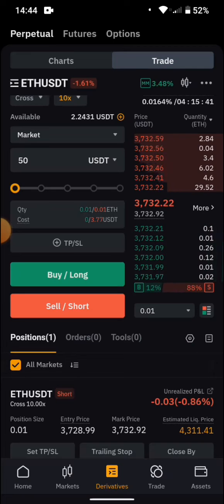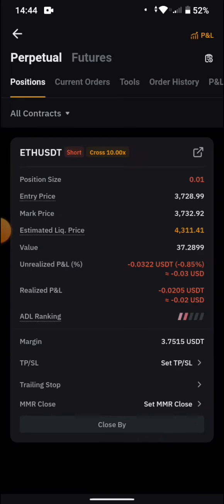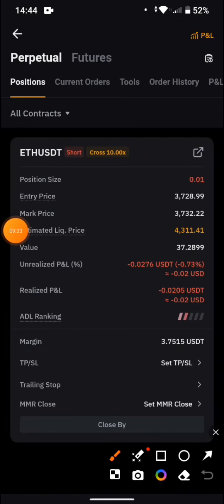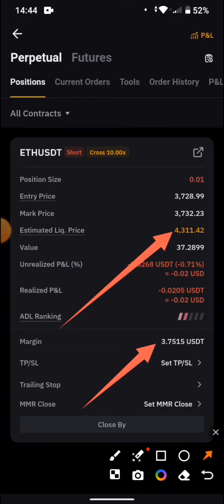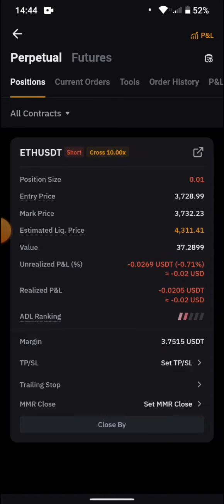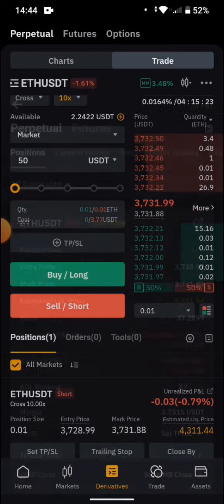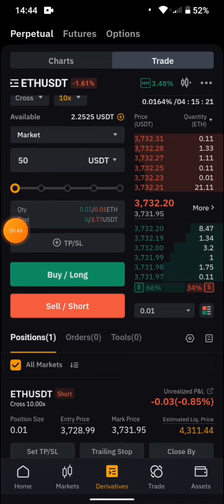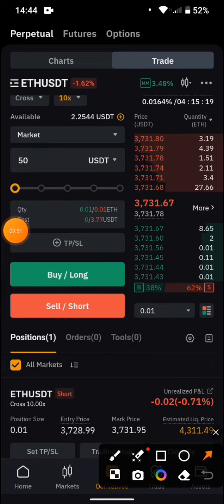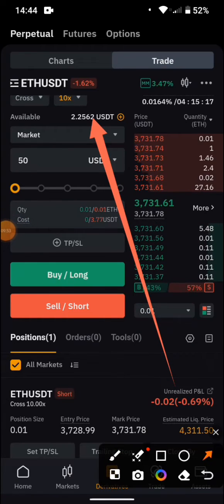Your margin, you are going to lose what? Your entire account. If you tap, you are going to see this is our margin. Now what is going to happen if the price continues to move to the upside and reaches 4,311? You are going to lose this margin and you are going to lose all the money remaining in your account, including this balance. You are going to lose everything.